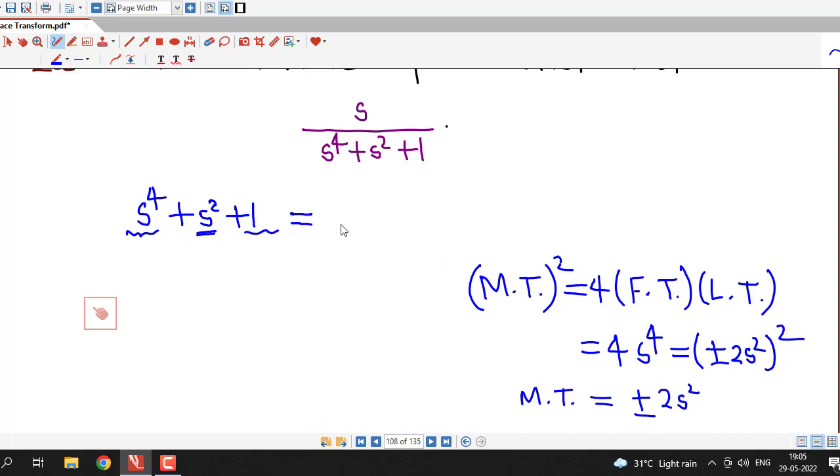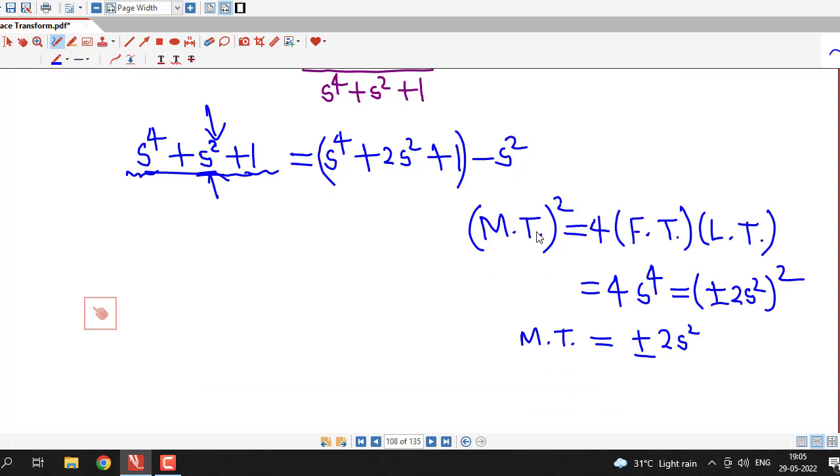So either we can write 2s square as the middle term or minus 2s square as the middle term, but we will write 2s square so that we can factorize this in terms of quadratic polynomials in s. Here I write 2s square, and to set this right I have to subtract s square. So these two are equal now, and we have rewritten our function in this form. We are adding 2s square, so we have to subtract s square.